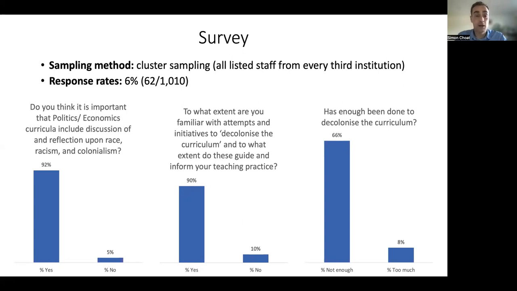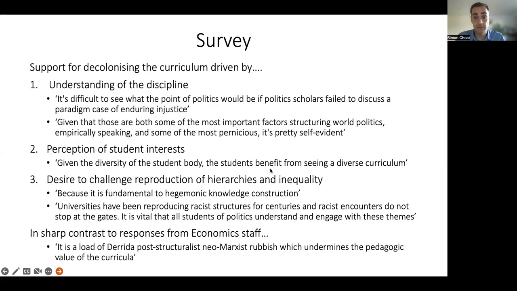So we surveyed politics staff in general and not just political theorists. But as you can see on this slide, most politics staff surveyed knew about decolonizing the curriculum. And they think it's important, but they think not enough has yet been done. And maybe more interesting than these quantitative results are the qualitative results, the comments we got back in the survey.